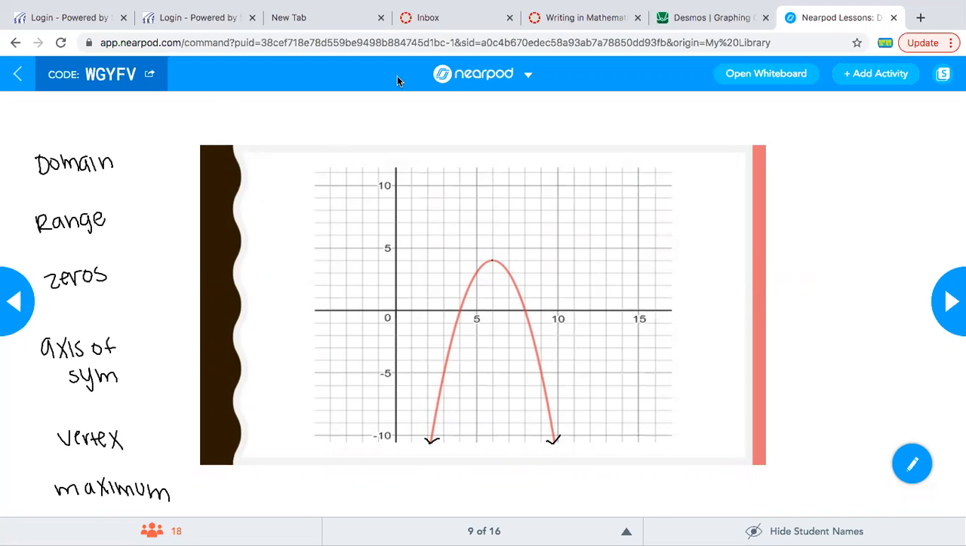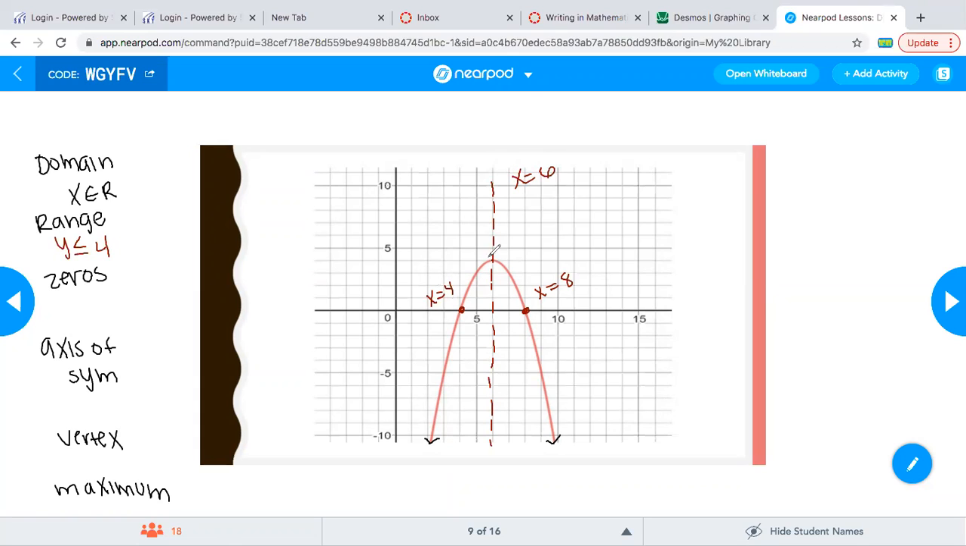What's the domain? X is all real numbers. What's the range? Y is less than or equal to 4. What are the zeros? X equals 4 and X equals 8. Okay. What is the axis of symmetry? X equals 6.